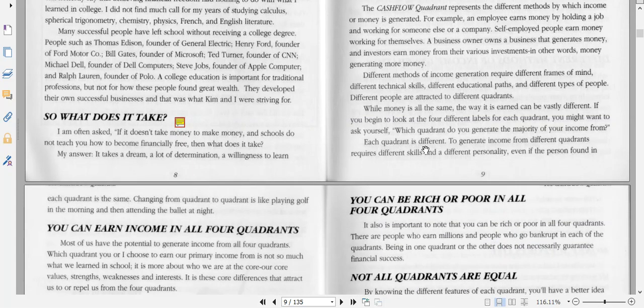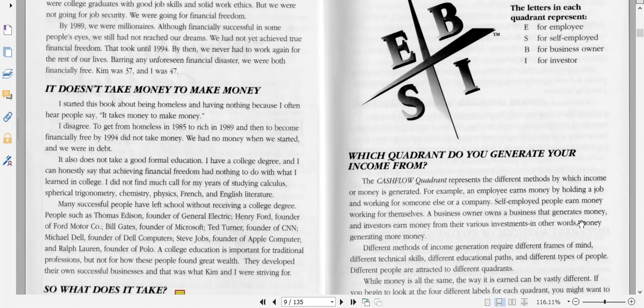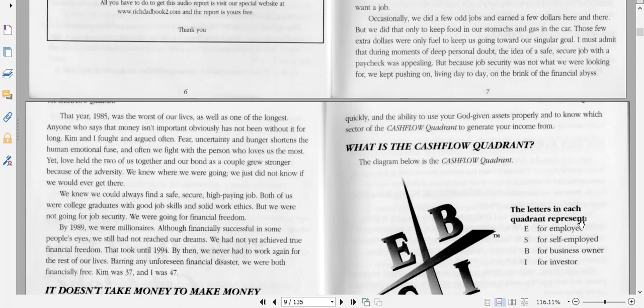So, what does it take? I am often asked if it doesn't take money to make money, and schools do not teach how to become financially free. Then, what does it take? My answer: it takes a dream, a lot of determination, a willingness to learn, a willingness to learn quickly, and the ability to use your God-given assets properly and to know which sector of the cash flow quadrant to generate your income from.